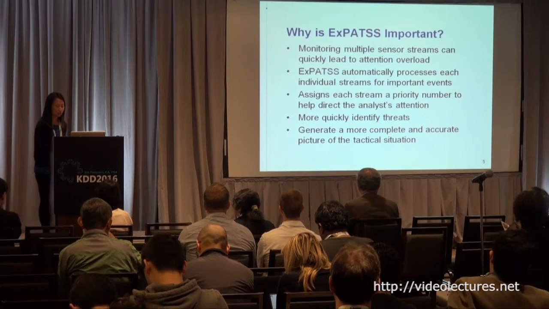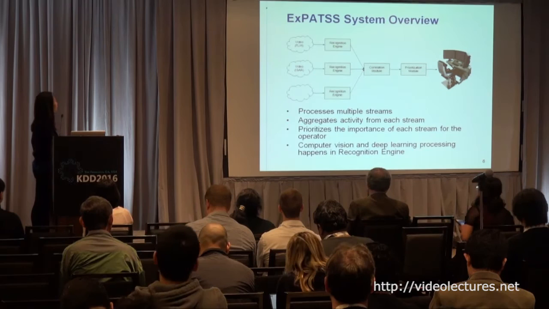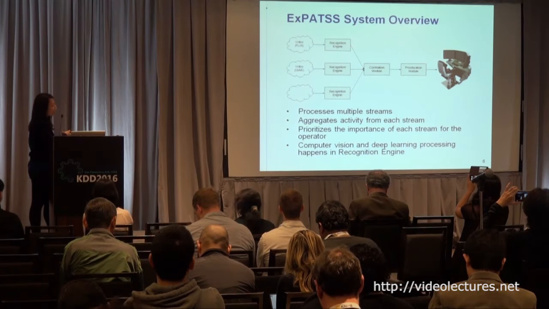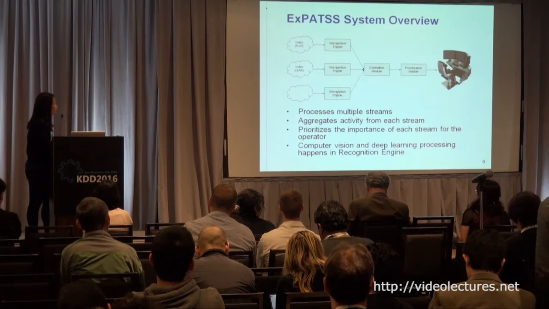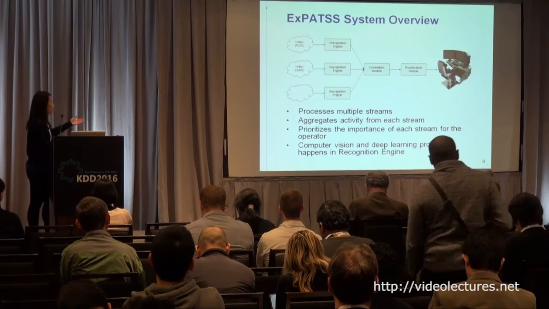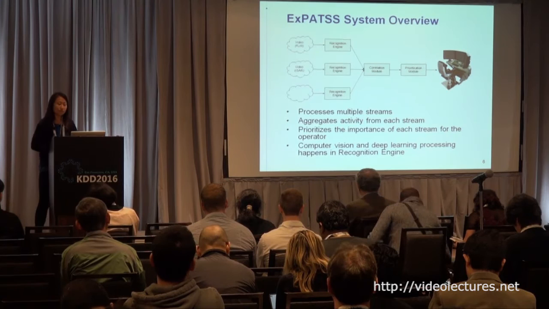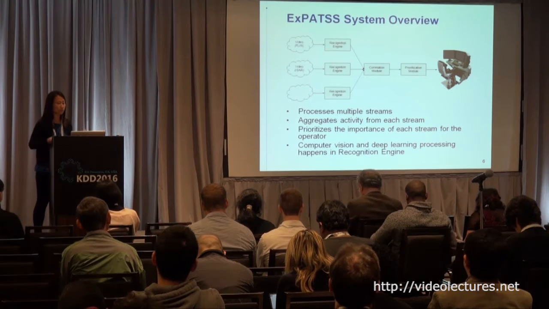So a system overview of the XPath system. As you can see here, these clouds represent the different parallel streams of data being fed into XPath. And each recognition engine here is our central computer vision processing unit. And then the results of each, after it's been processed for any ships detected, what the classification of the ships are, then gets fed into what we call a correlation module that essentially just aggregates all the data. And then a prioritization module will figure out which streams are more important than others, and thus be able to guide the sensor operator towards the more important streams.